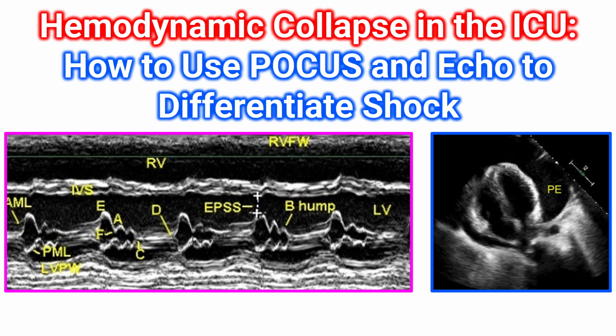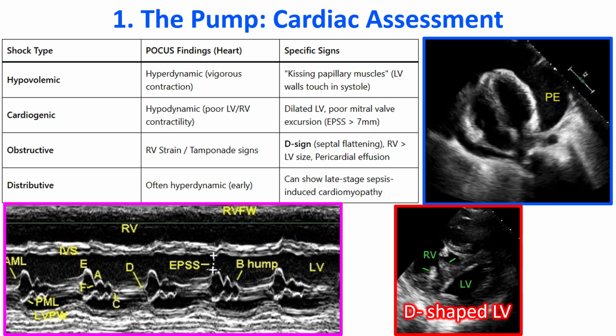The most common framework for this is the RUSH protocol, rapid ultrasound for shock and hypotension, which systematically evaluates the pump, the tank, and the pipes. As the name implies, pump is assessment of cardiac status. Using the parasternal long axis, parasternal short axis, and apical 4-chamber views, you can assess the heart's function and structure.